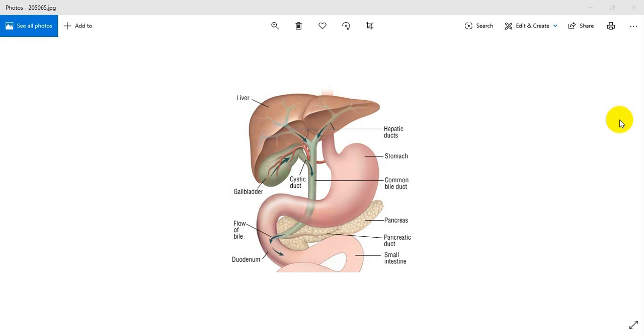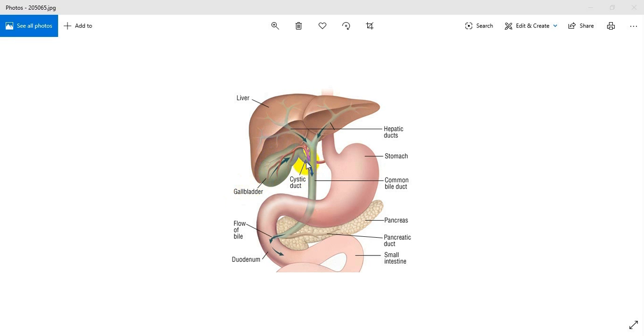Before we start, let's take a look at the anatomy of the gallbladder. This is called the left hepatic duct, and this is called the right hepatic duct. This part is called the common hepatic duct. This part from here to here is called the cystic duct. And this is the gallbladder.